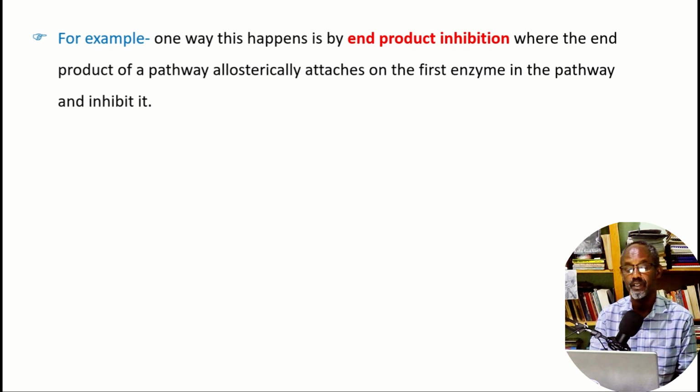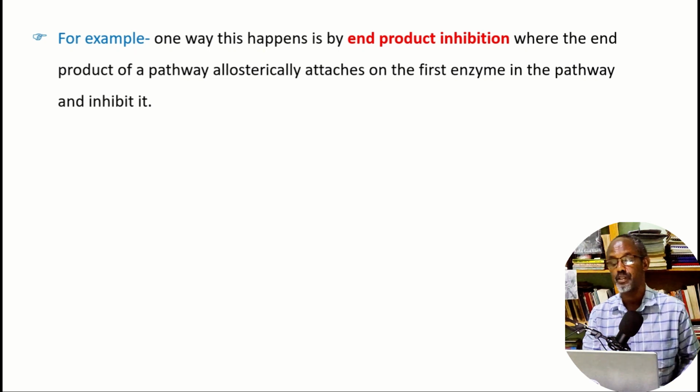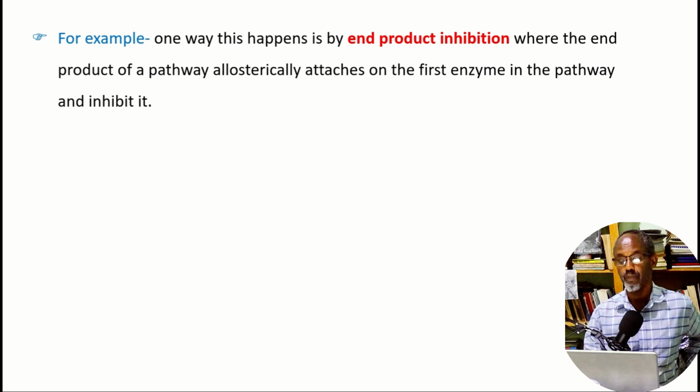And when the end product of a pathway allosterically attaches to the first enzyme in the pathway, it stops its activity. Which enzyme is stopped in the pathway? The first enzyme. If the first enzyme is stopped, all the other enzymes will not get substrate to convert. You see, you need to stop the activity of the first enzyme to stop the pathway.